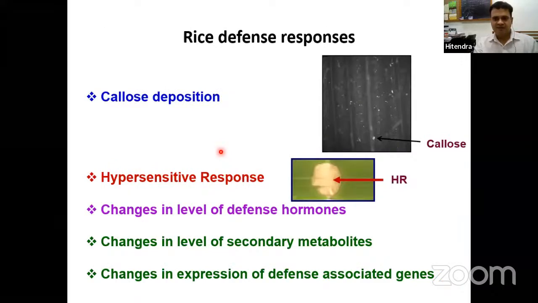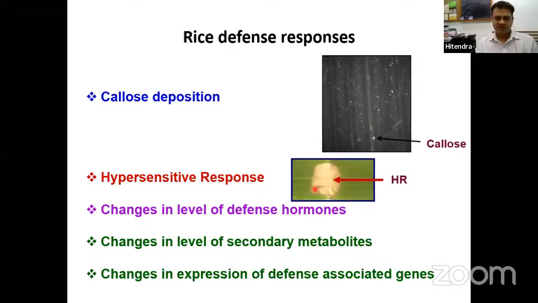And what kind of defense responses do we see on rice? So one is called callose deposition. You can see this white dot here. Actually, this is like when we get any cut on our skin, we see blood clotting, right? So callose deposition is also like that. Whenever there is an attack of say an insect or bacteria, we can see these white spots. So they try to strengthen the cell wall. They try to block the spread of the pathogen.